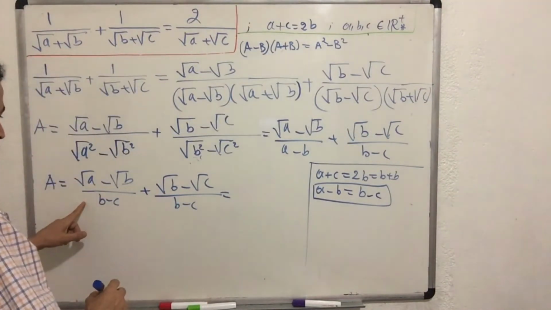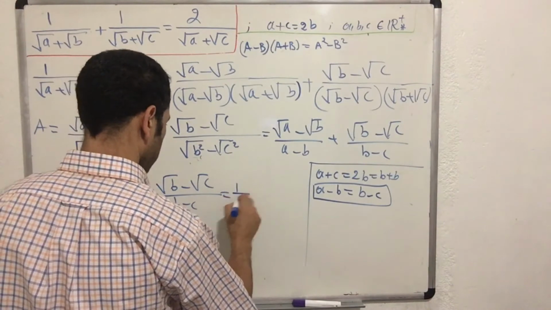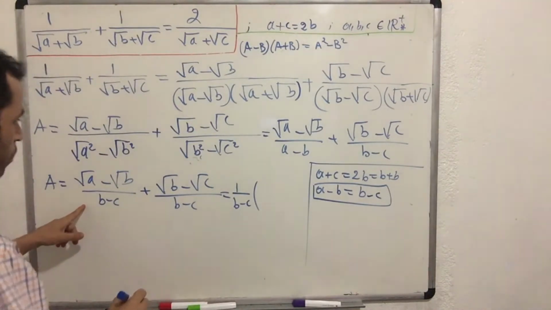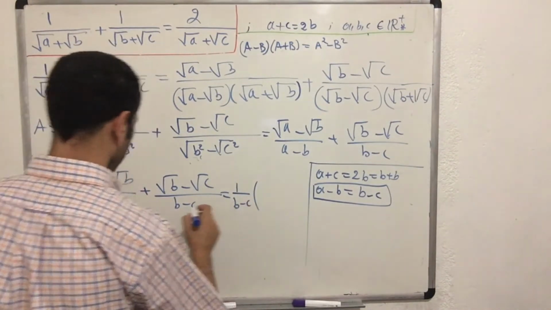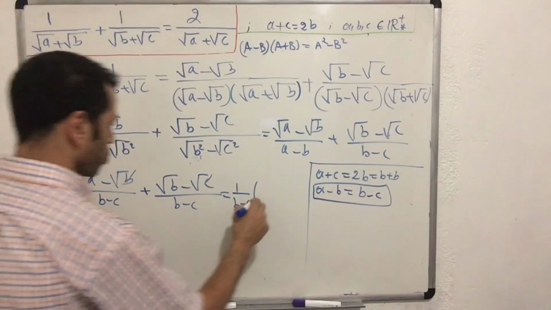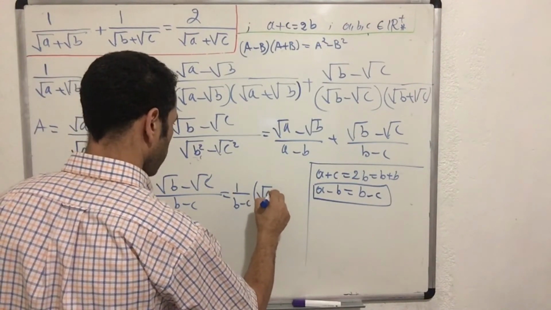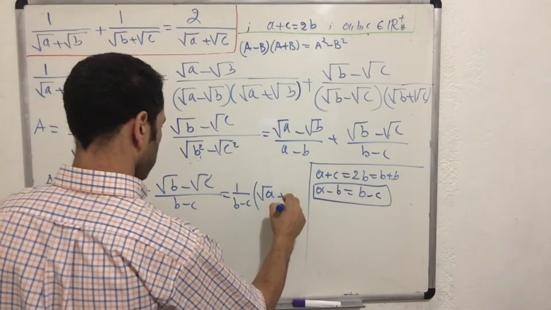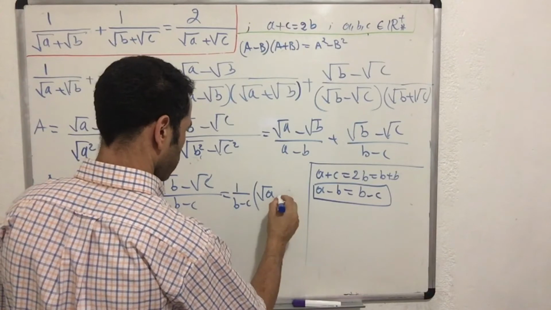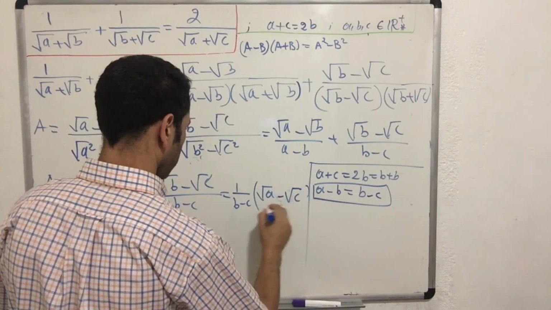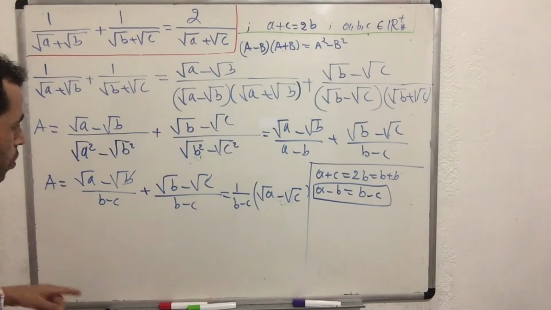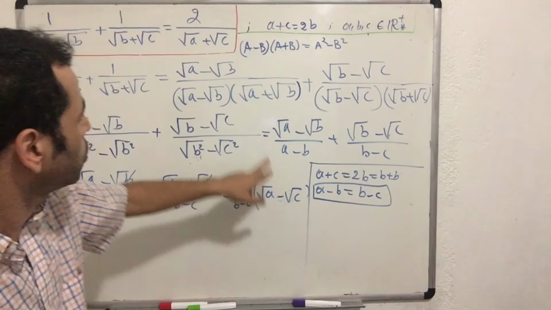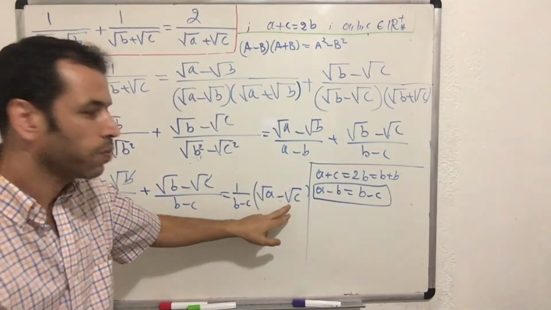Let's factor one over b minus c outside of both fractions, so this one will be cancelled out. You will have just square root of a plus square root of c. All right, so that's what you have now. Now we are going to change this one into this one by multiplying by the conjugate.